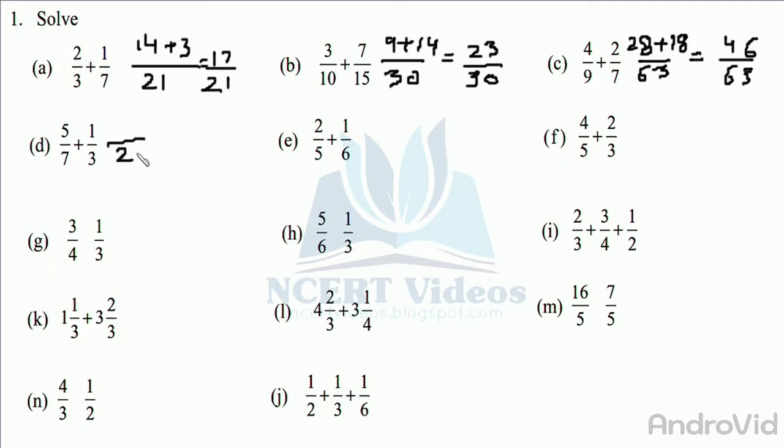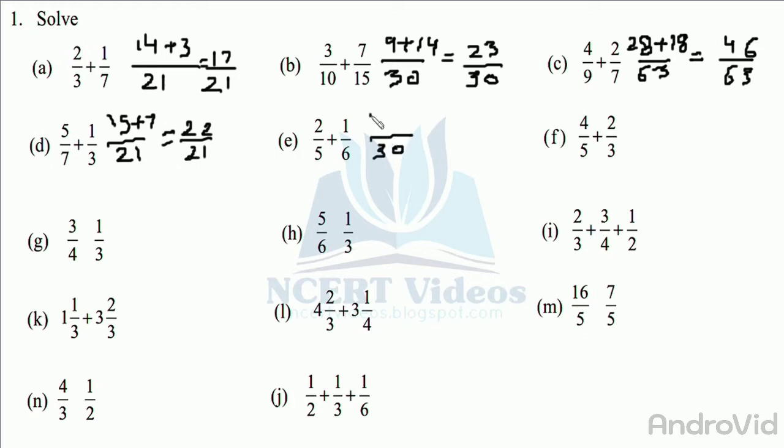21 would be the LCM here. 5 3s are 15 plus 3 7s are 21, 7 1s are 7, so it would be 22 over 21.